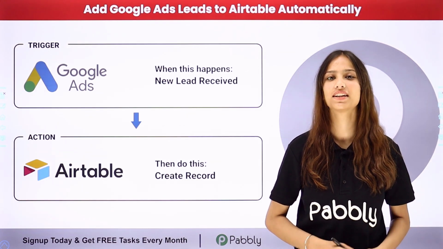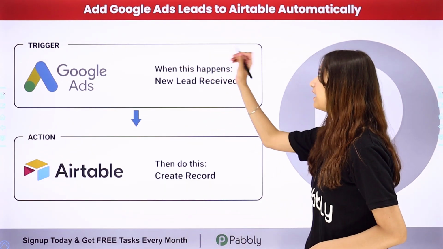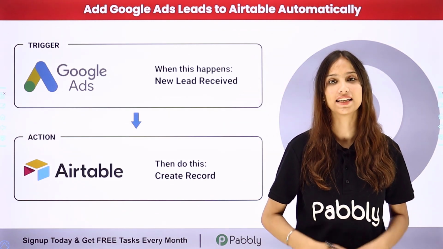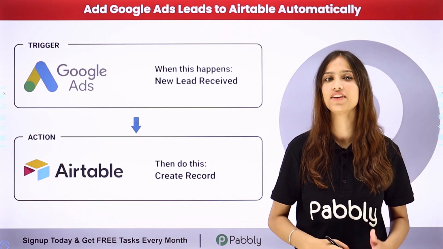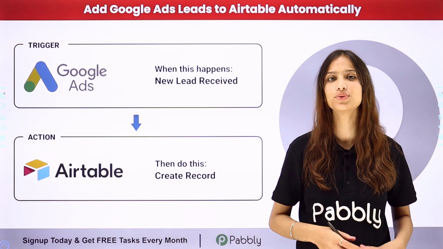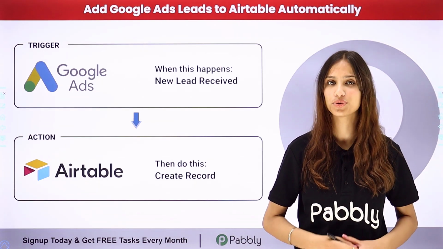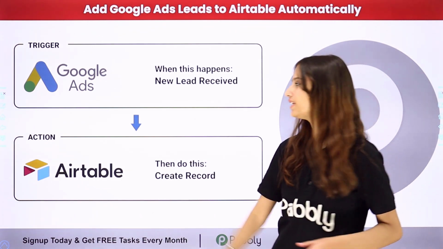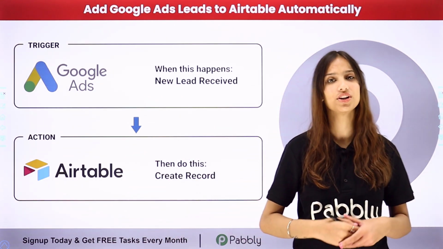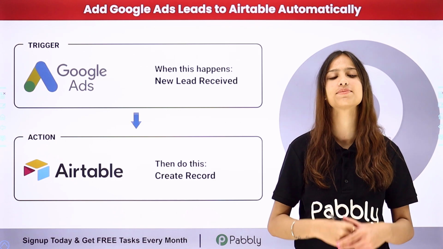So in today's video we will understand how to add Google Ads leads to Airtable automatically. So here my objective is that whenever I'm going to receive a new lead through Google Ads, then I want to add that lead details in Airtable. So now to do this, I need to set up a connection between these two applications, for which I'm going to use this amazing automation software, that is Pabbly Connect.